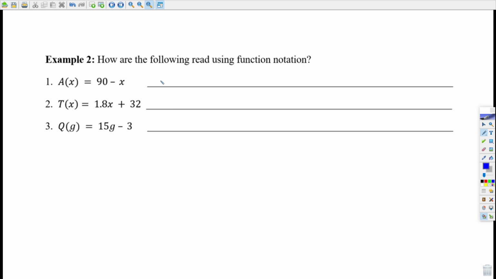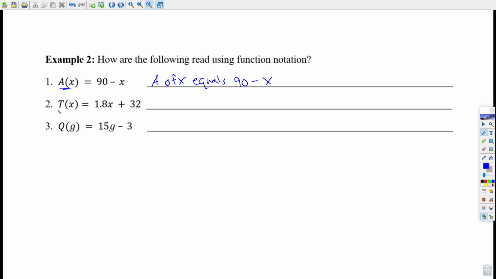So let's practice just writing it out in words so that we don't forget how to actually say this. So I'm going to write this out. When we look at this, this is a of x equals 90 minus x. I'm not going to write out everything in words. We just got to get the idea of how you read this out loud. Please, please, please don't say a times x.